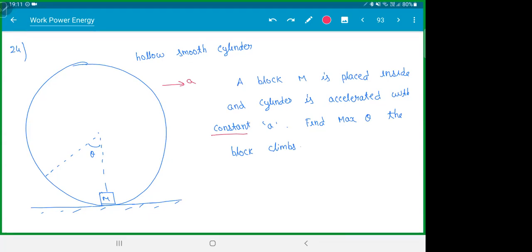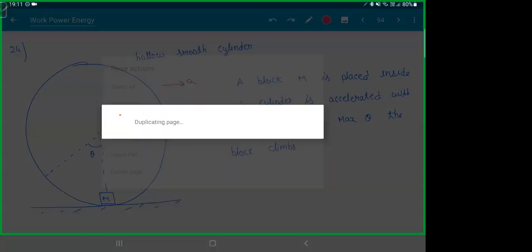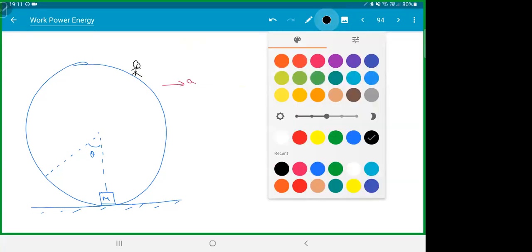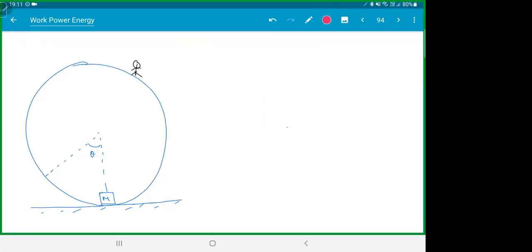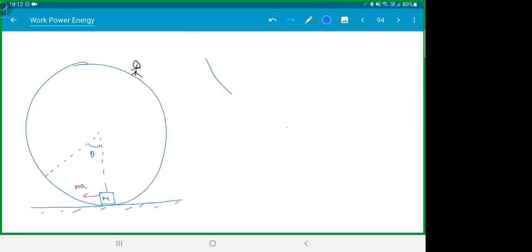Tan inverse G by A. No, that's the thing you have to be careful about there. The block won't stop at equilibrium. If you keep your observer on this, you will see a pseudo force, MA, horizontal. Now be careful here on this part. This is a mistake most people make. This is MA.